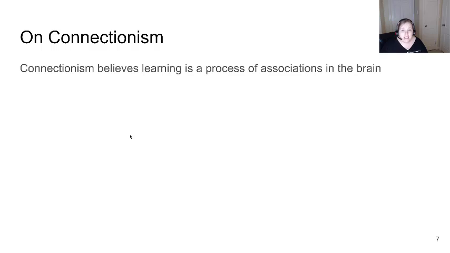Now, connectionism, as I mentioned, is a different one. Connectionism is a non-UG approach to learning, okay? Connectionism specifically believes that learning is a process, and acquisition, I guess you could say. Acquisition is a process of associations in the brain. Connectionism doesn't bother to make that distinction. That's a Krashen thing, particularly.